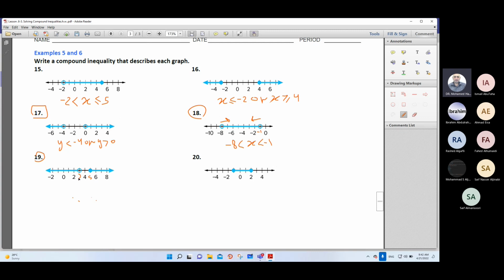So the first one goes from 3 to the negative side, so x less than 3 without equal, because here is the open circle, or x to the positive side, which means greater than or equal to. Now try to solve number 20.